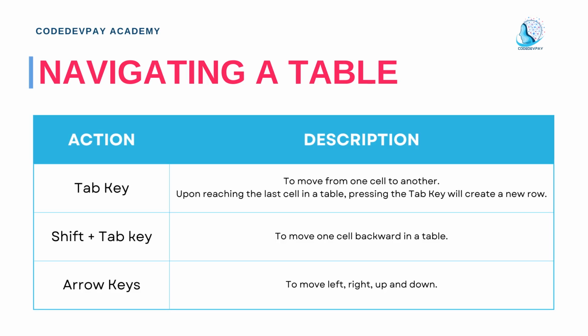Navigating a table. Use the following keys to navigate a table in MS Word. Tab key, to move from one cell to another. Upon reaching the last cell in a table, pressing the Tab key will create a new row. Shift plus Tab key, to move one cell backward in a table. Arrow keys, to move left, right, up and down.